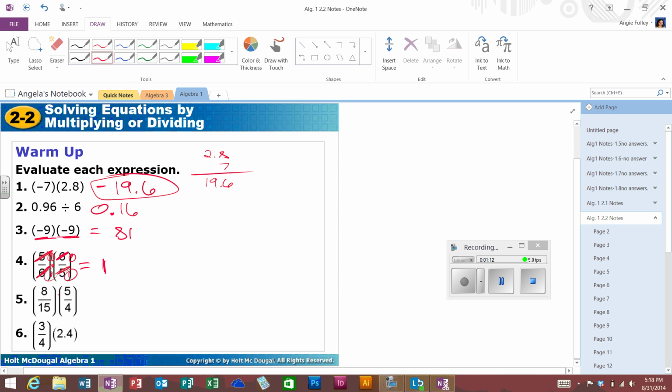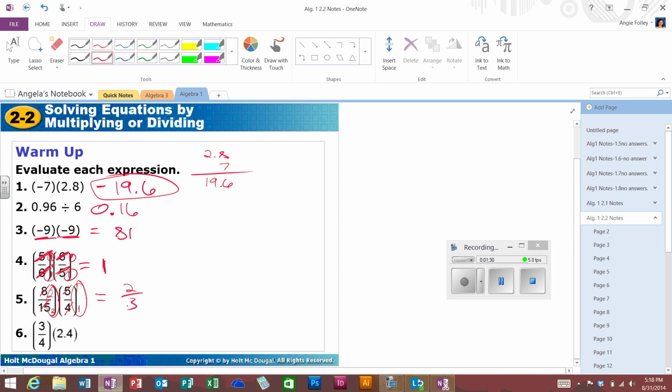Okay, so for this next one, 8/15 times 5/4. I can cancel 5 out of here and 5 out of here. And I can cancel 4 out of here and 4 out of here. So I'm just left with 2/3 times 1 over 1, which is just 2/3.